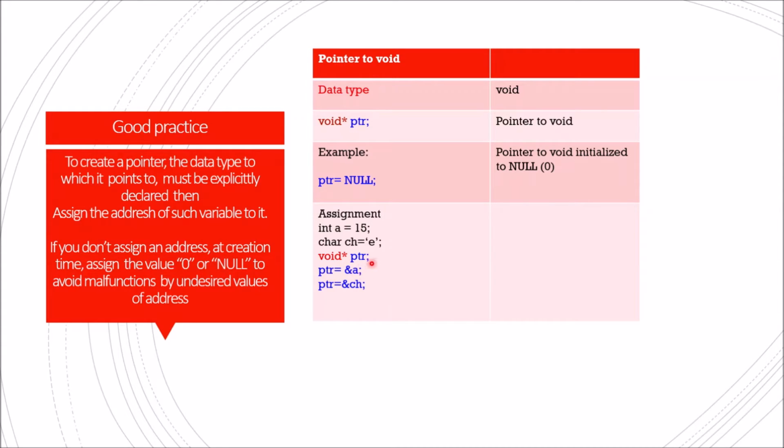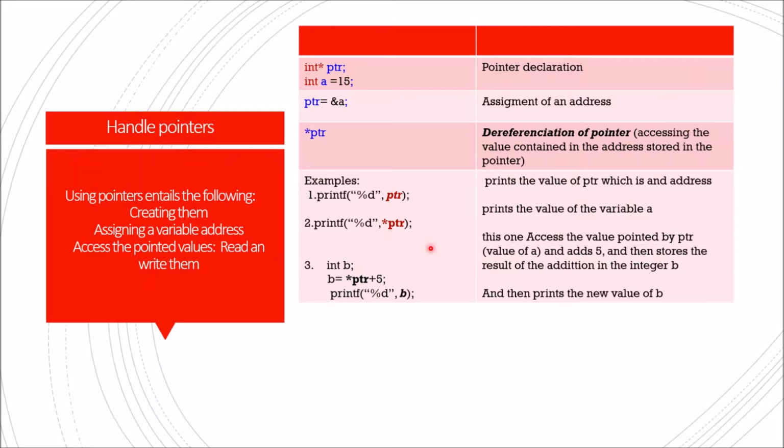Okay, so for instance, as you can see here, this void pointer ptr was assigned the address of an integer, which is this one a, but also the address of this one, which is a char data type. Okay, this may be useful over time. Now, how to handle pointers. We are missing just the last part. First of all, we learned how to create them.